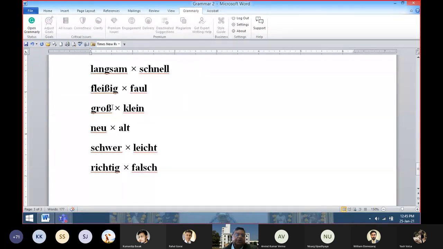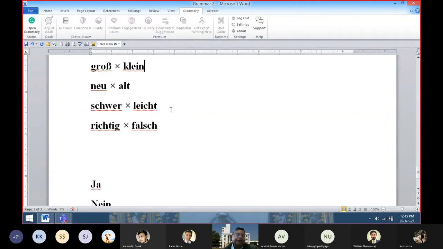The next word is groß. Groß means big, large. Klein means small. Then we have neu. Neu means new. Alt is old. Schwer. Schwer means difficult. The opposite is leicht. Leicht means easy. Another meaning of schwer is heavy, and leicht is light. Or if schwer is difficult, then the opposite meaning is easy.